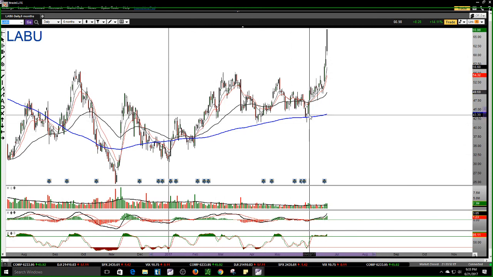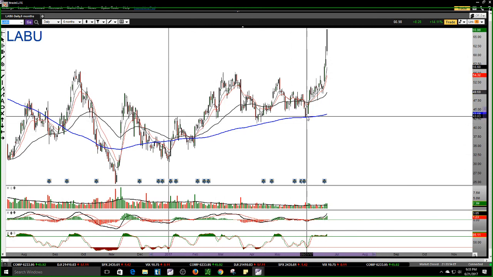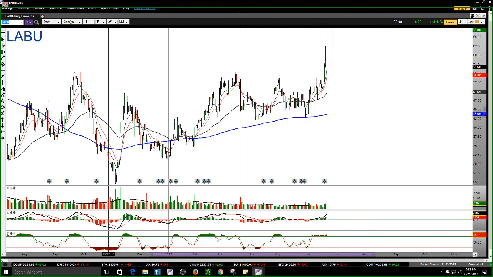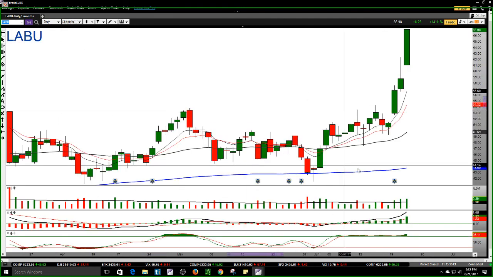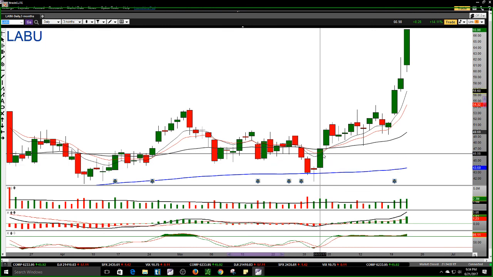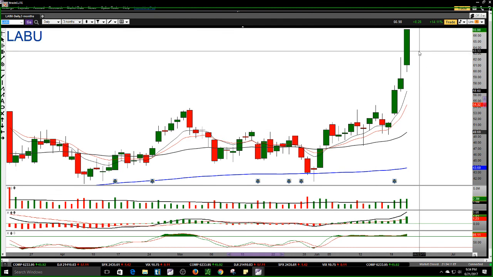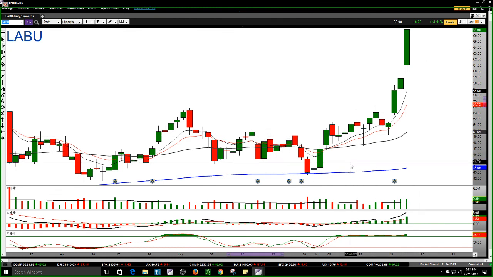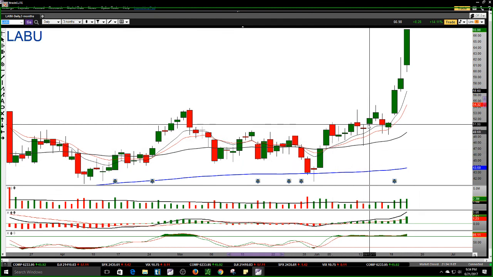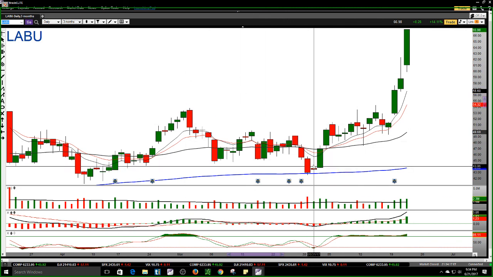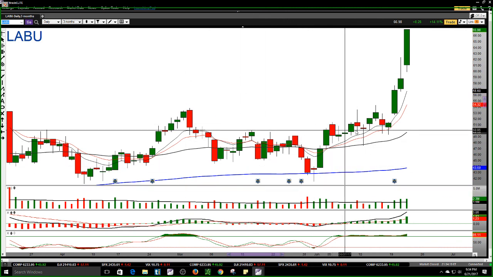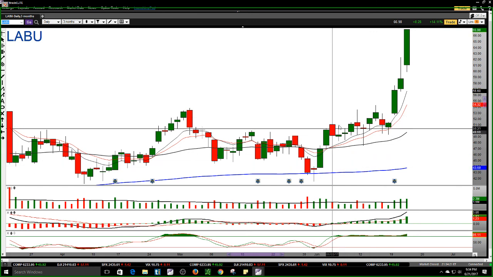When LABU pulled down to the 200 SMA a couple weeks ago, I brought it up as a swing trade. A couple people took it, and I don't think any one person has it at this point. But here we are off the 200 SMA, and did we have a quick reaction off of that? Yeah. And that's not normal. That's not what you usually get off the 200 SMA. You usually get a slower grind, a more relaxed play.